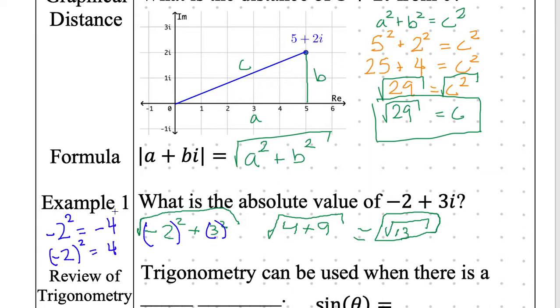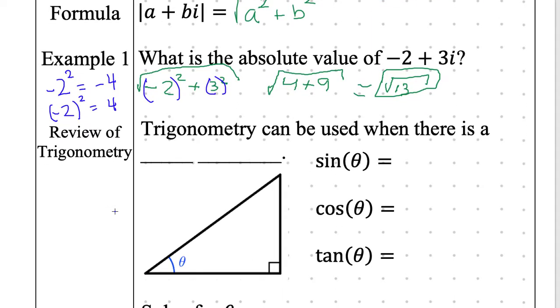All right. Moving on here to a review of trigonometry. So with a quiet raised hand, trigonometry can be used when there is a what? What is that shape down there? Right triangle. With a quiet raised hand, please. Right triangle. There it is, right triangle.